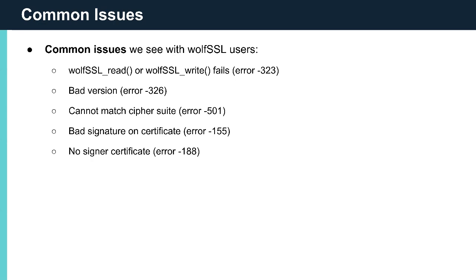Another common one we see is a -501. This is a cannot match cipher suite. Here your server doesn't have any common cipher suites that the client's requesting. So here you'd either need to enable more cipher suites in your server or adjust the cipher suites that your client is requesting.